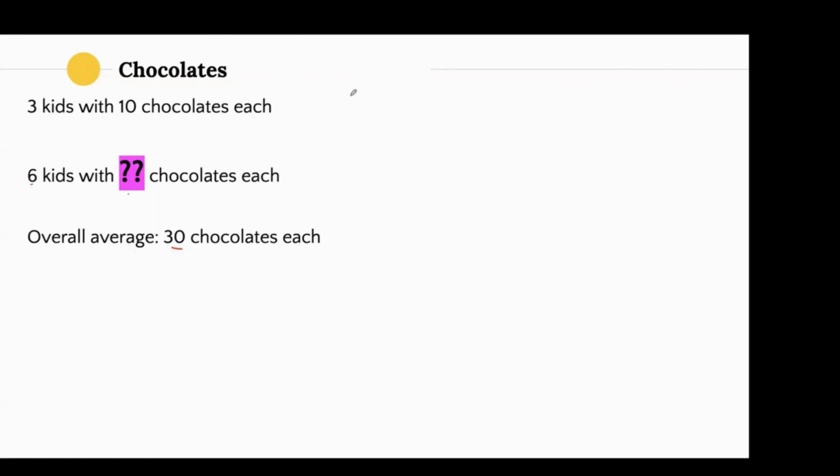Walk me through it. What approach did you take? So basically 3 kids with 10 here and let's say X there, and then 3 here, 30, and then 6. I did the same thing that we did in the previous one. The shortage on this side is 20 for each, so that's 60.